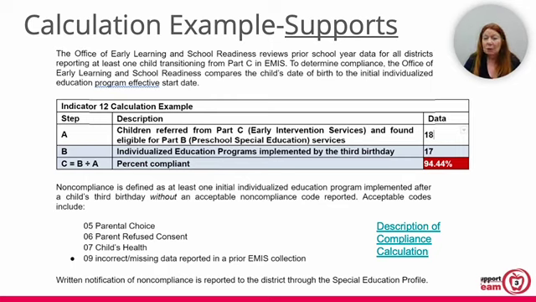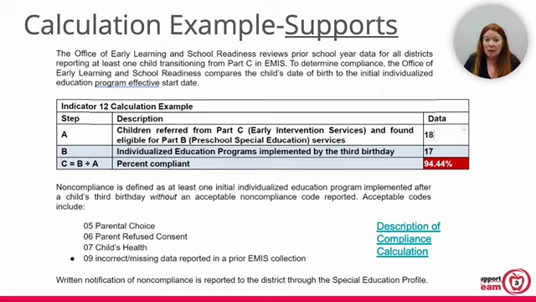06, parent refused consent. Again, this is an acceptable non-compliance code. There will be no indicator 12 finding. 07, child's health. An acceptable non-compliance code regarding indicator 12. There will be no finding.